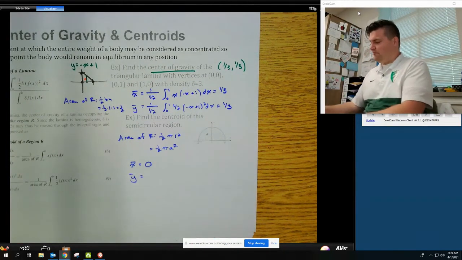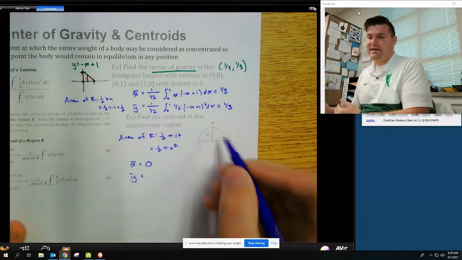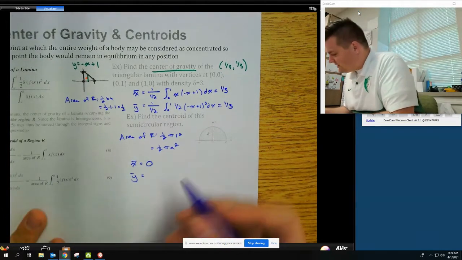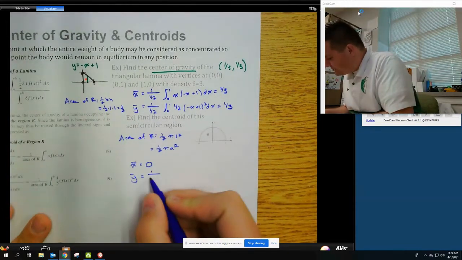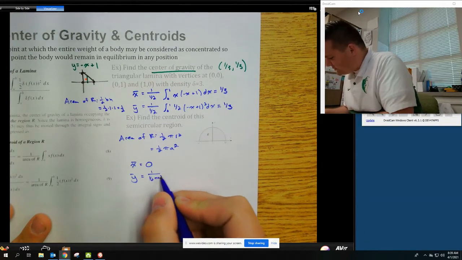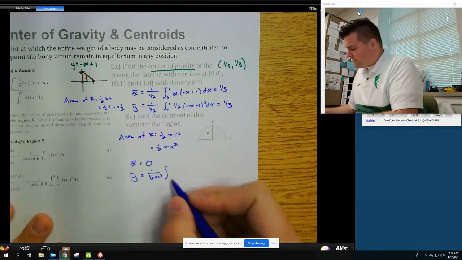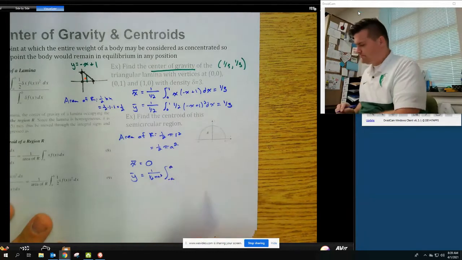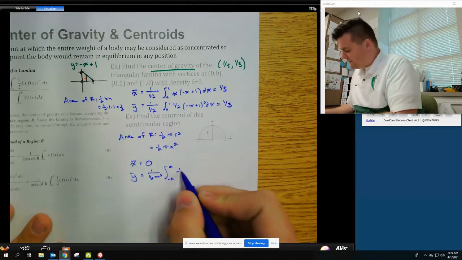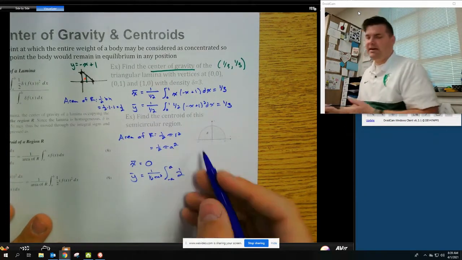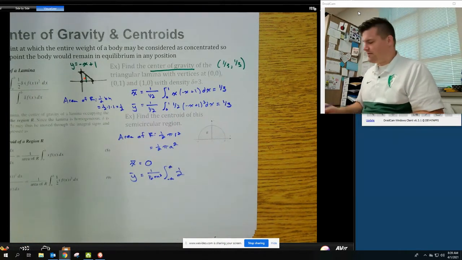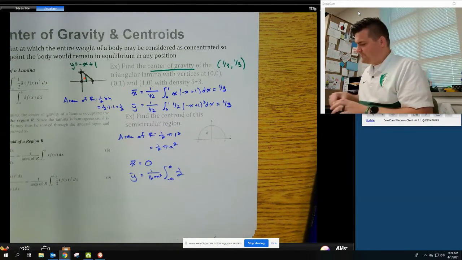The y one, unfortunately, is not symmetrical, so I'm going to have to go through and find out what this is. So it's going to be 1 over my area, which is 1/2 pi a squared, and I'm going to be integrating from negative a to a of 1/2 my function. Now, what the heck is my function? I can find that out here. Let's go ahead and do that. What's my function?